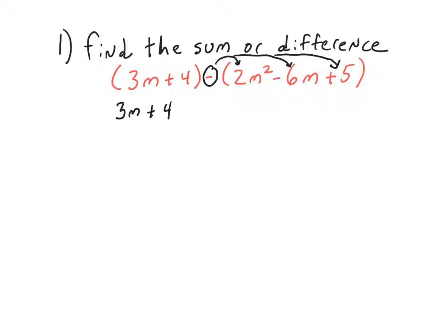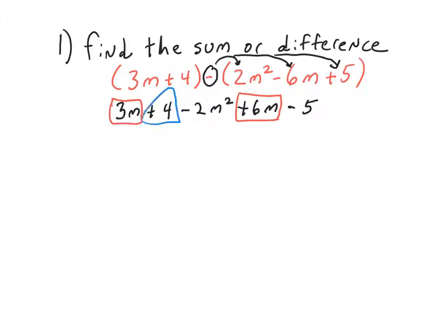So we'll get negative 2m squared, positive 6m, and negative 5. Okay, then it's just matching up the correct terms. So we have m over here. It's going to match with the other m's, which are right here. We have a 4, which is going to match with the negative 5. And then we have a negative 2m squared, which is all by itself.